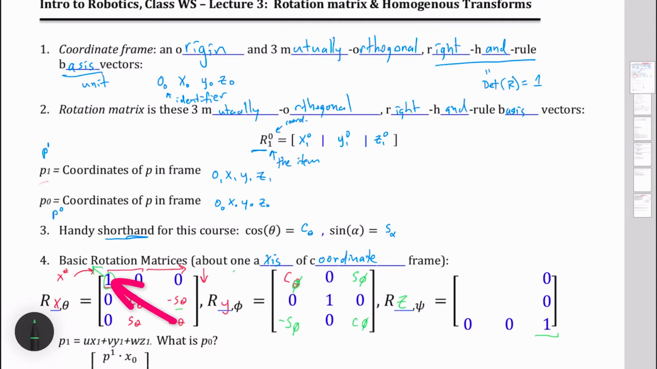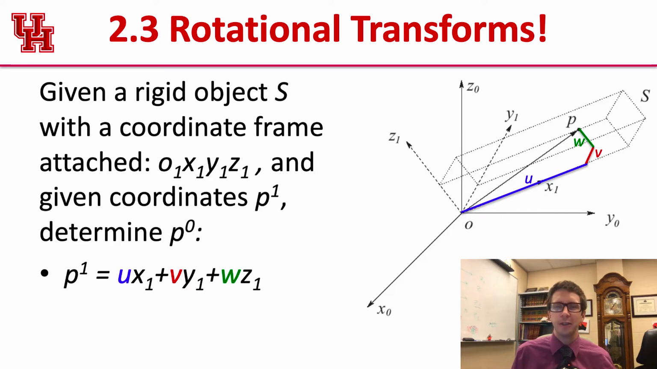And so we can shift all these entries. This is cosine of psi, negative sine of psi, sine of psi, and cosine of psi. And so we call these 3 entries our basic rotation matrices around x, y, and z. From these, we can construct any other rotation in the world. So now it's time to talk about rotational transforms.